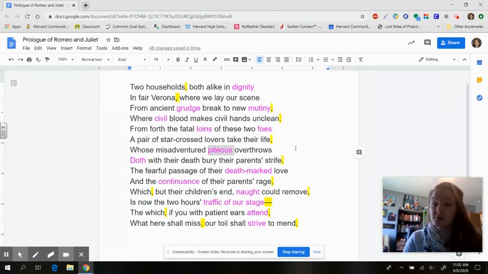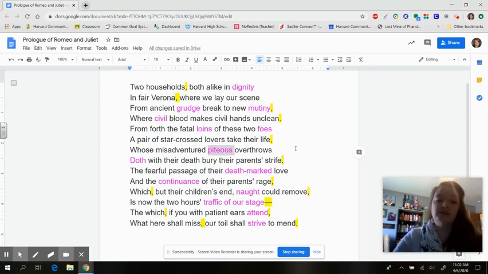So, first time through. Two households, both alike in dignity, in fair Verona where we lay our scene. From ancient grudge break to new mutiny, where civil blood makes civil hands unclean. From forth the fatal loins of these two foes, a pair of star-crossed lovers take their life, whose misadventured piteous overthrows doth with their death bury their parents' strife.